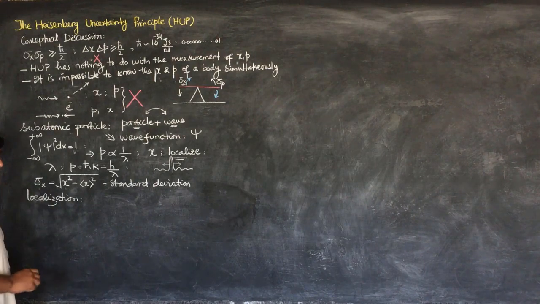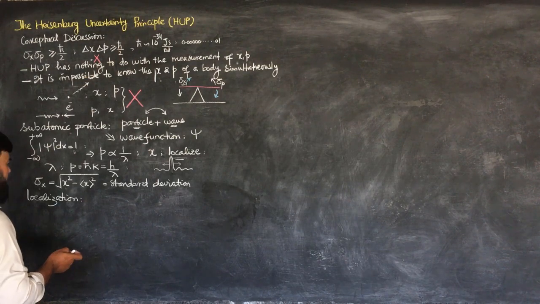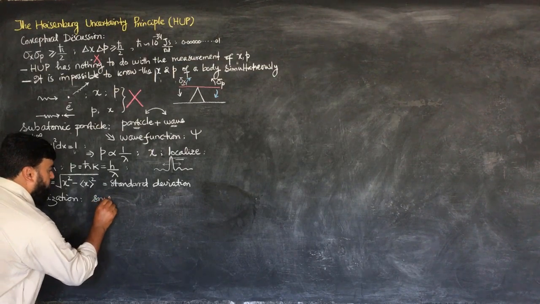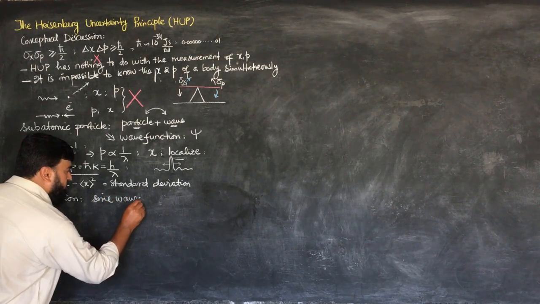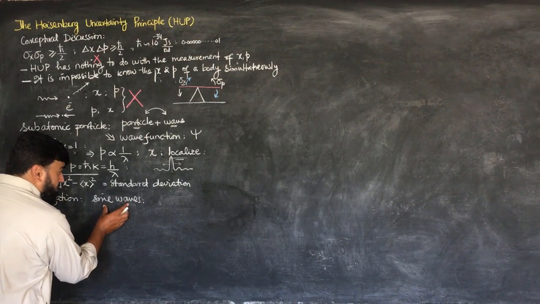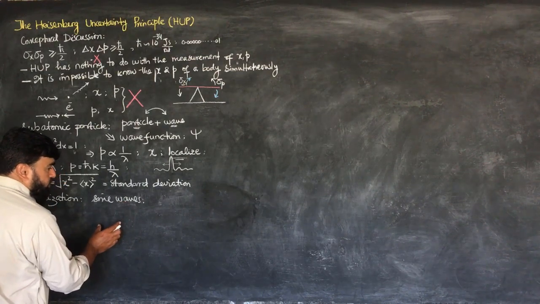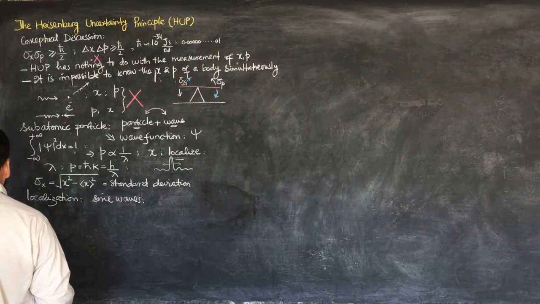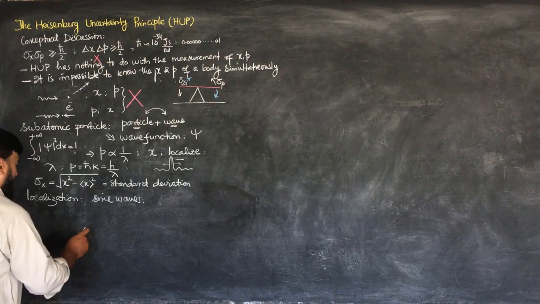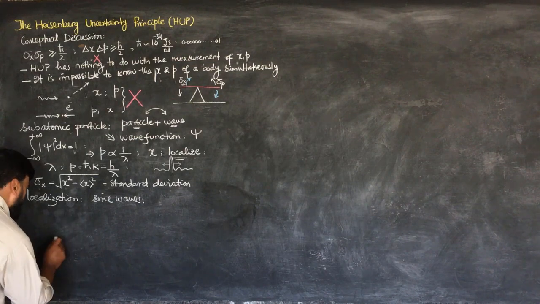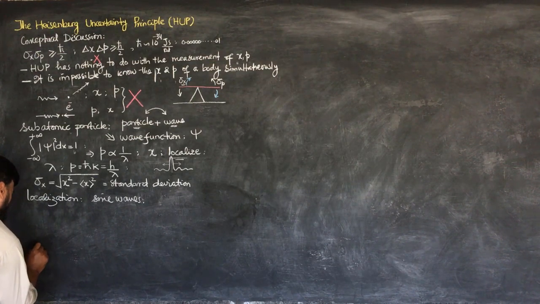Now let's discuss localization of a wave, how wave localization occurs. For example, let's say we have different sine waves. All waves are sine waves, and they may have different amplitudes and different wavelengths. So we will consider their superposition. Let me plot the waves here, and let me plot, let's say, position.